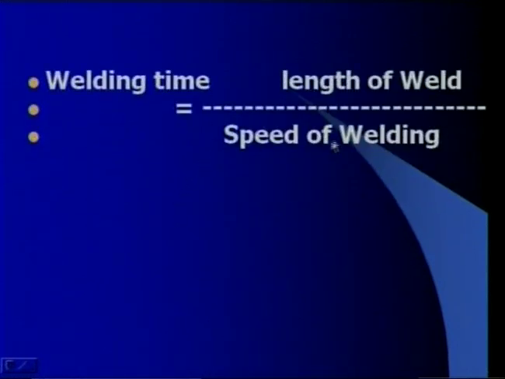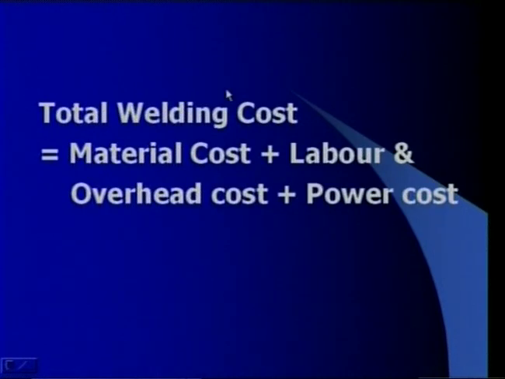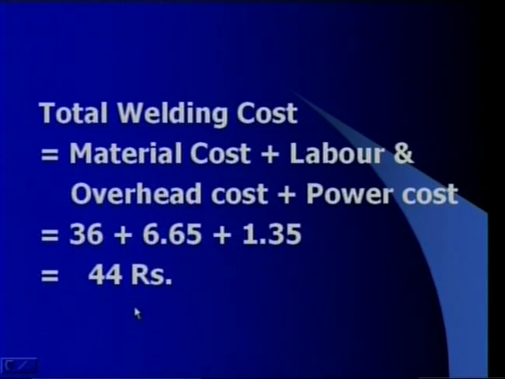And welding time can be calculated by using length of the weld divided by speed of the welding. The same thing we can get by 3 by 12 as 0.25. If we multiply 0.25 welding time by 6.22, we will be getting 1.7. Then we will be getting cost of the power as 1.35 rupees. Then total welding cost we can obtain by using this formula: material cost, labor cost, overhead cost and power cost. If we add up all those things, we will be getting 44 rupees.